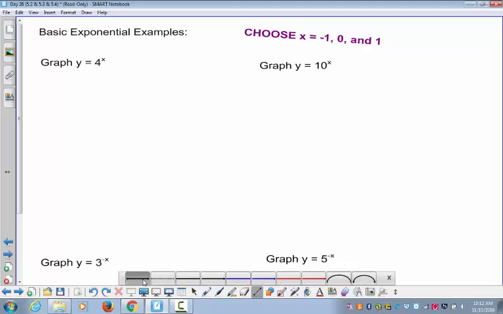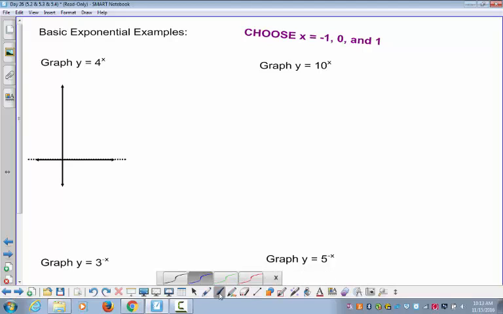So let's look at a couple. So we have, right away, before you even do anything, you know it's a basic exponential function, so you write down the x-axis as a horizontal asymptote. You know that right away. And then we do our little table, -1, 0, 1. Always pick those. What's 4 to the -1? 1/4. 4 to the 0, 1, 4 to the 1, 4.